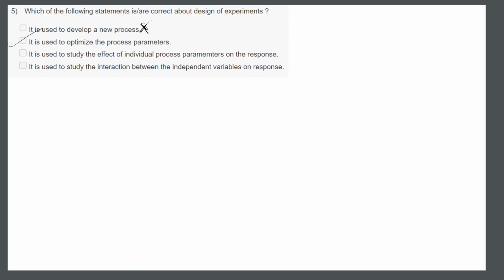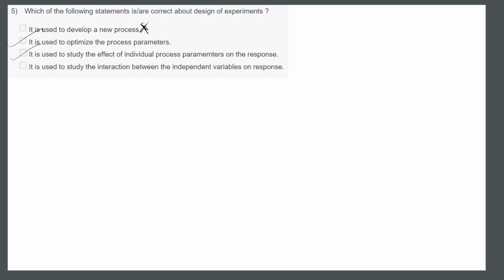Then, it is used to study the effect of individual process parameters on the response. So it is not right. When you want to optimize the process parameters, then you should know what the impact of the factors is on the response.